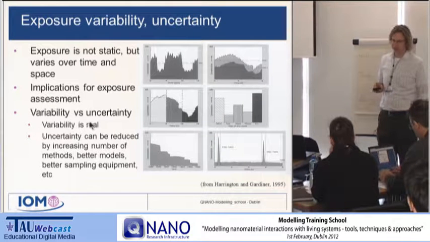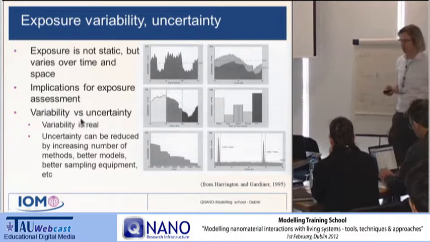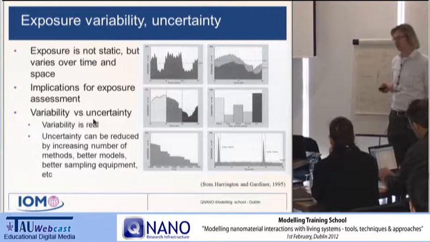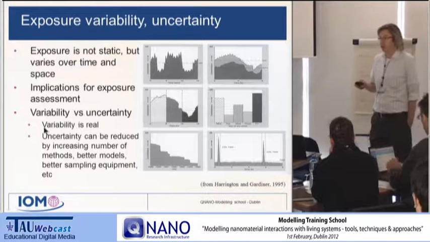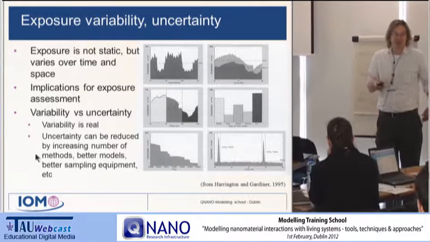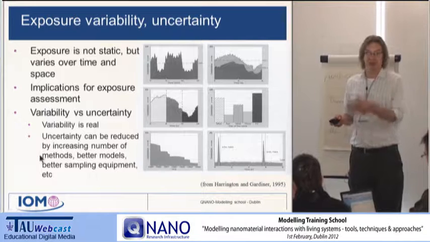And I'm sure that you have come across those terms before. Variability and uncertainty are different, although variability may lead to uncertainty. But variability is something that is real. We can't really improve on variability. Variability exists because of natural processes. My exposure isn't constant, but will vary over time and over years, etc.